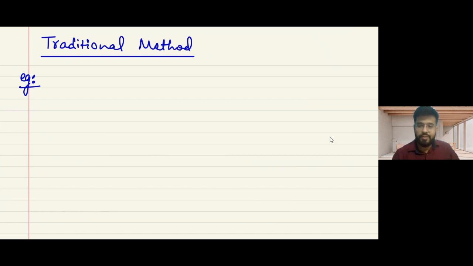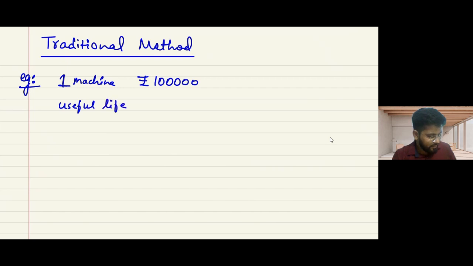So as per the traditional method, it was said that if I have purchased one machine and the cost of the machine was, let's say, 1 lakh rupees only. One machine is purchased, the cost is 1 lakh. The useful life is 2 years. The method of depreciation is straight line method. Can you calculate depreciation per annum? Yes, sir.